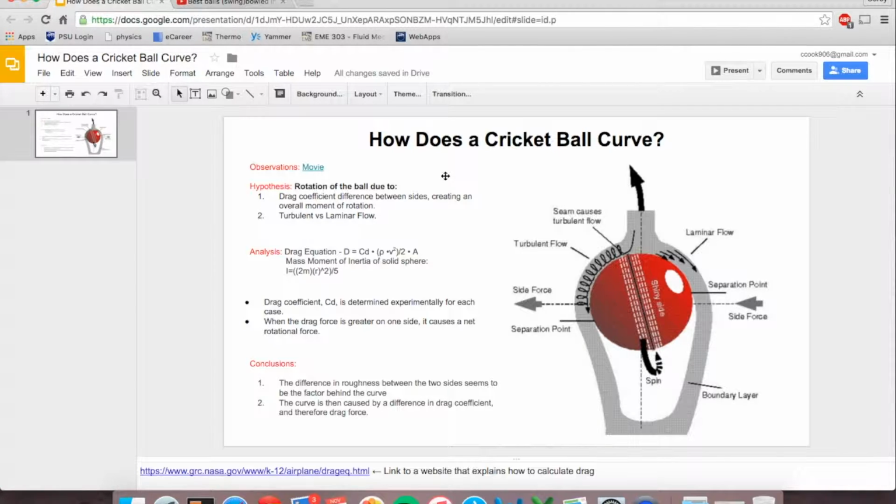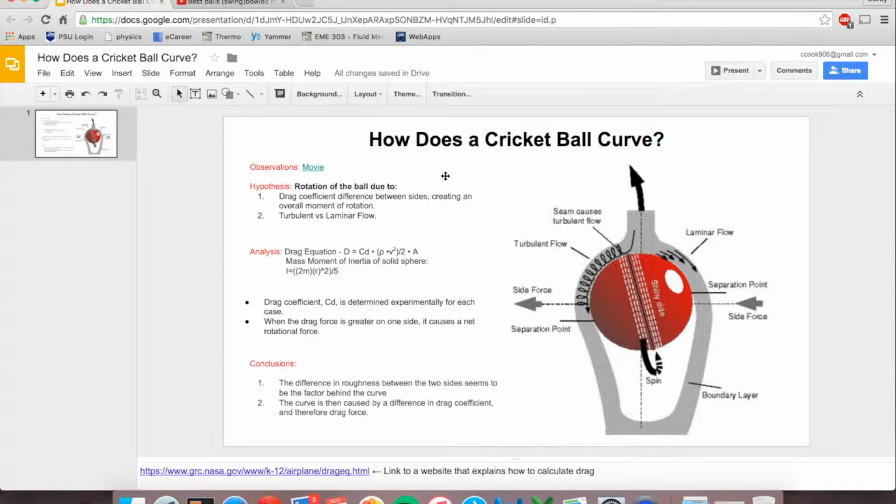We can also look at the mass moment of inertia of a sphere, since there is going to be a difference in forces on each side of the sphere. We're going to see a net rotation on the ball, and then whenever it strikes the ground and takes off towards the batter, that is when you're really going to see a true change in direction, because it rotated in the air, and when it hits the ground it grips and takes off in the direction it is rotated towards. So this rotation is a pretty important part of the swing on the ball.